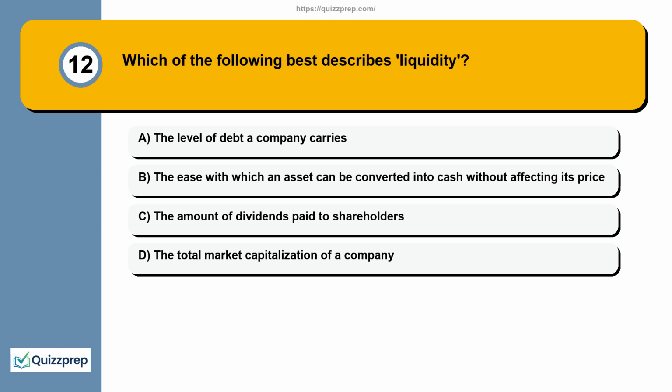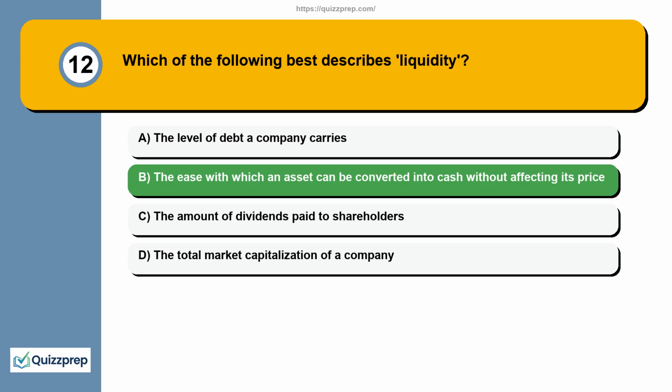Question 12. Which of the following best describes liquidity? Here are your options. Option A. The level of debt a company carries. Option B. The ease with which an asset can be converted into cash without affecting its price. Option C. The amount of dividends paid to shareholders. Option D. The total market capitalization of a company.